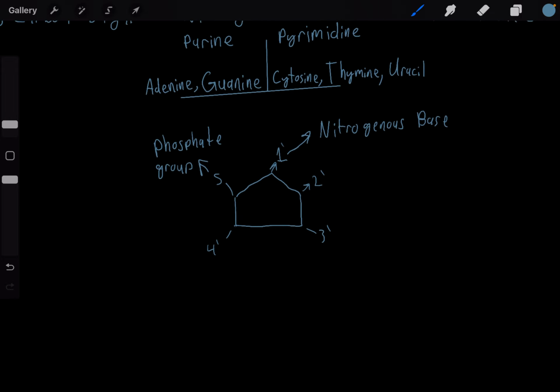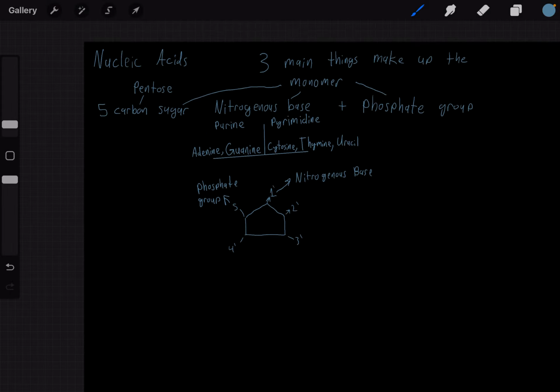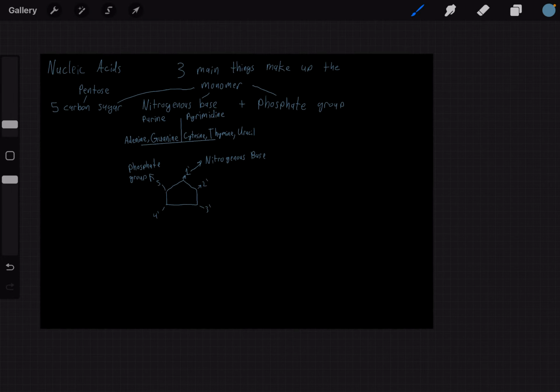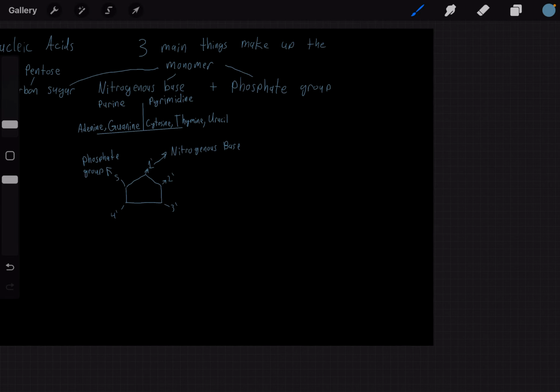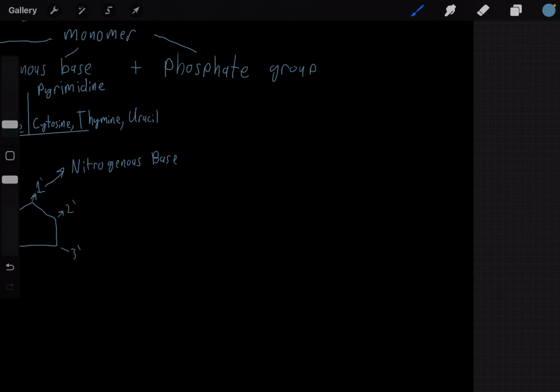Now, this would be your monomer, so of course we need to make it a polymer. So what this is called: the monomer, I forgot to name them. The monomer equals a nucleotide. The polymer would be a polynucleotide.